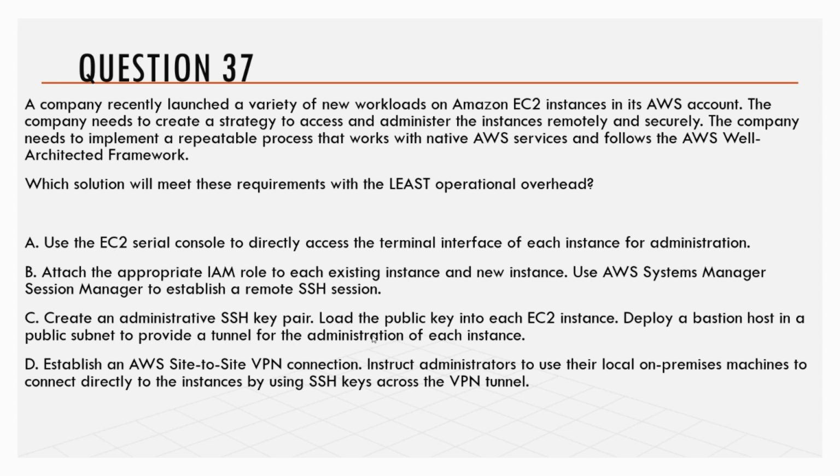Option B. Attach the appropriate IAM role to each existing instance and new instance. Use AWS Systems Manager Session Manager to establish a remote SSH session. Option C. Create an administrative SSH key pair. Load the public key into each EC2 instance. Deploy a bastion host in a public subnet to provide a tunnel for the administration of each instance. Option D. Establish an AWS Site-to-Site VPN connection. Instruct administrators to use their local on premises machines to connect directly to the instances by using SSH keys across the VPN tunnel.